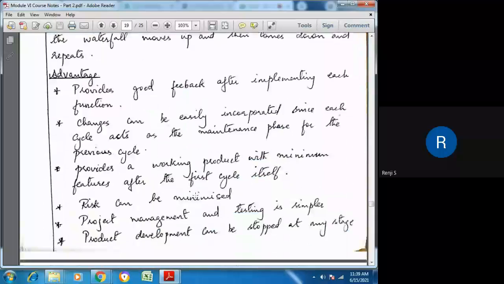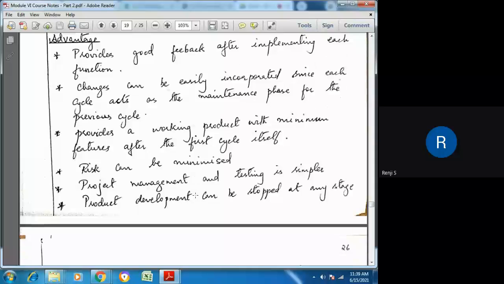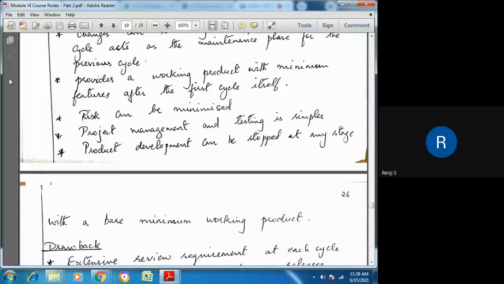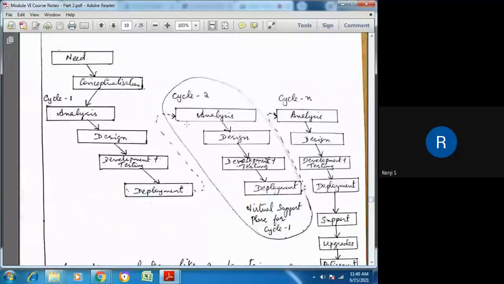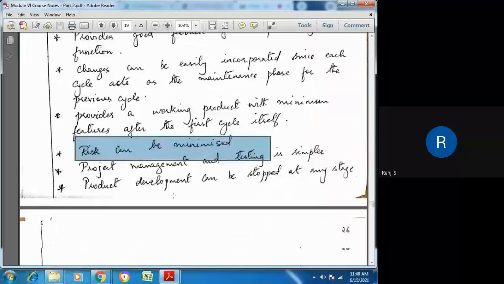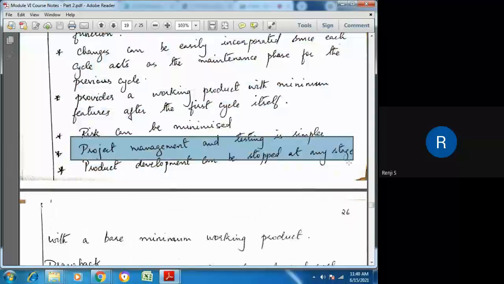So a working product with minimum features will be available after the first cycle itself. Then next, risk can be minimized because in each phase the bugs are being fixed, and so risk analysis can be done in each of these cycles. Then project management and testing: since it is done in parts, the managers need to check only a small part of the functionality during each cycle. So project management and testing becomes simpler.